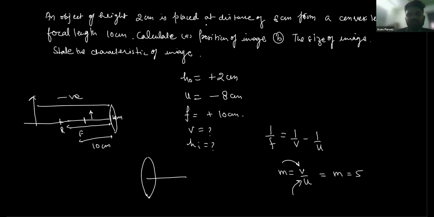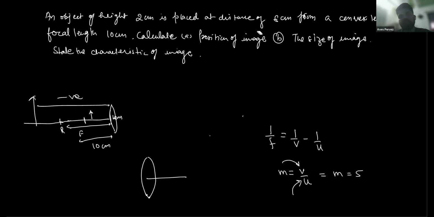An object of height 2 centimeter. Note the question first. An object of 2 centimeter is placed at a distance of 8 centimeter from a convex lens of focal length 10 centimeter. Calculate the position of the image, the size of the image, and state the characteristics of the image.